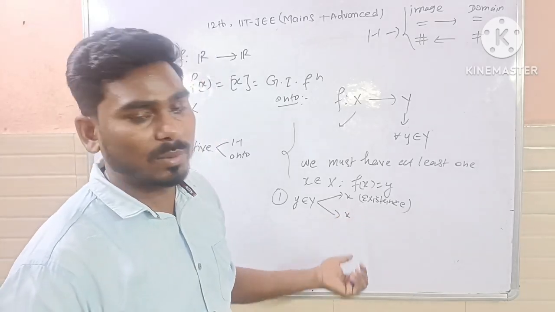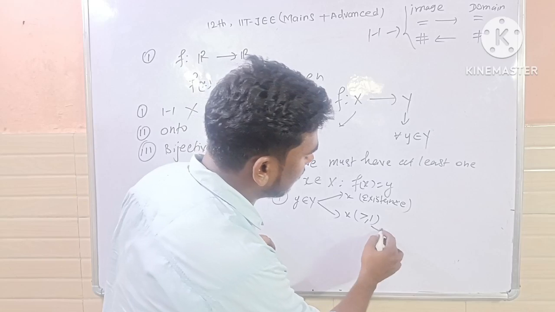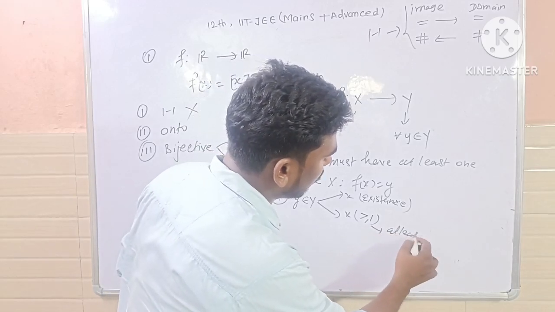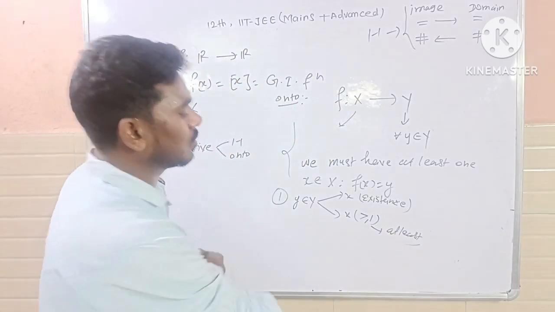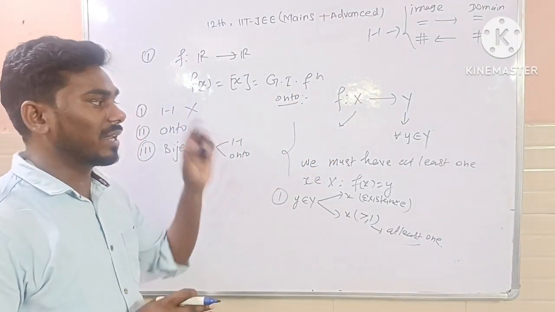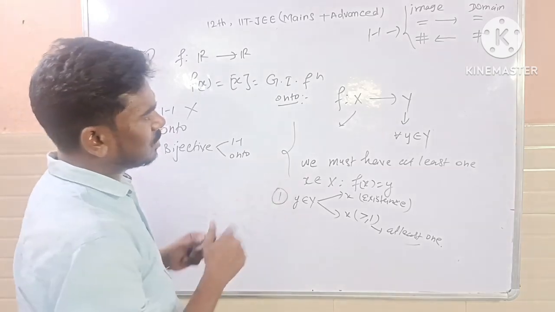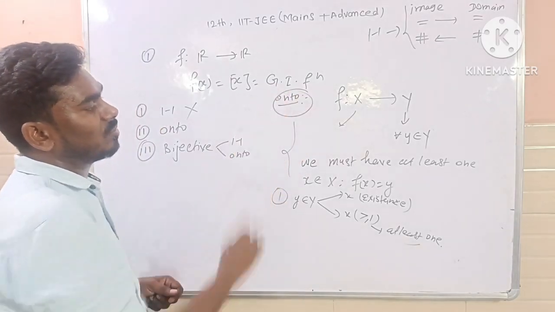and how many x can be possible? It can be one or more than one. At least one, that means what? At least one means it can be one or more than one. So the existence of pre-images is guaranteed for each and every value of the image space. Is this okay? This is the basic definition of an onto function.